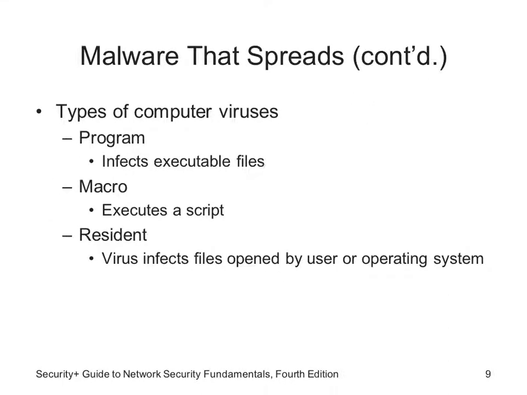Types of computer viruses: a program computer virus infects the executable itself. A macro executes a script. Excel, even Word and Access, all have the ability to do what's called VBA programming behind the scenes, to where you can do anything without the user's knowledge.